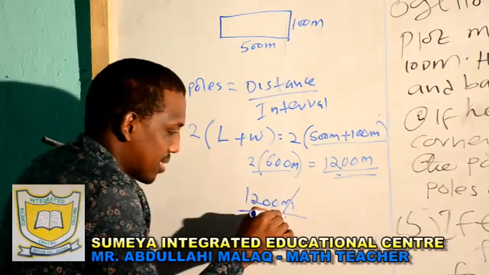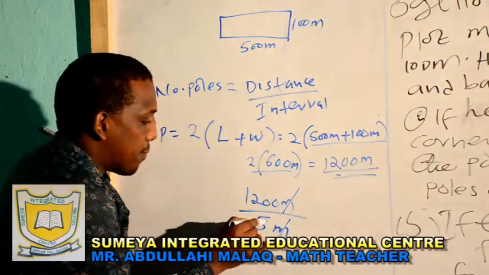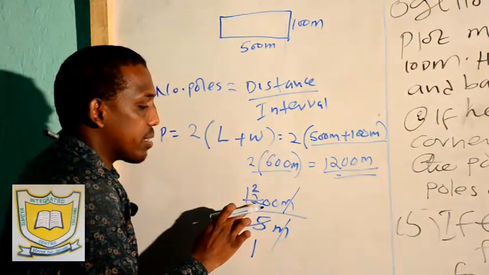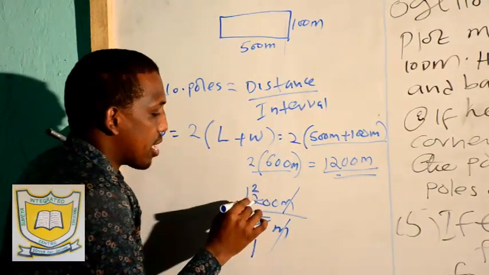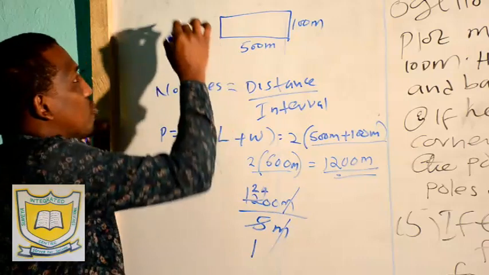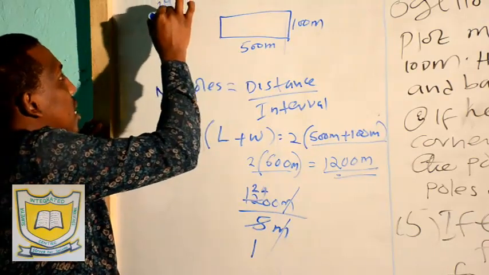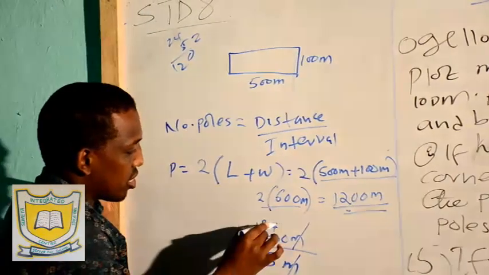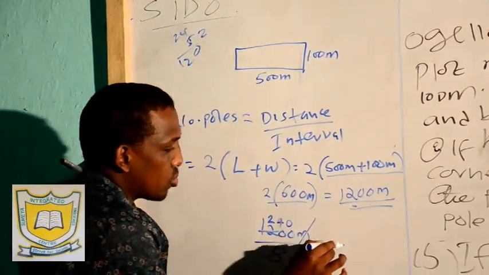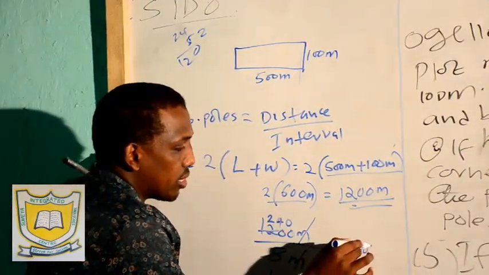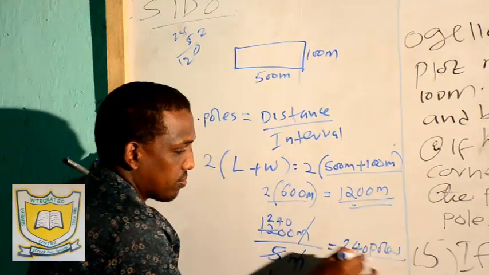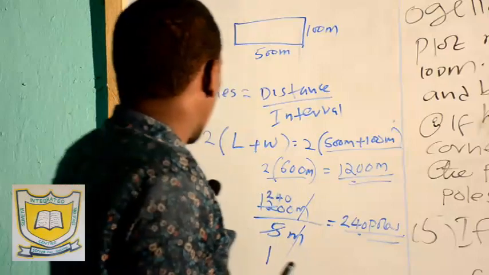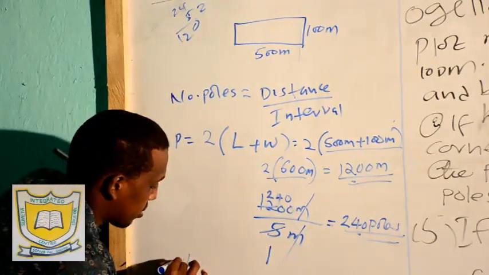So the meters go together. 1200 divided by 5: 5 into 12 is 2, and 5 into 20 is 4. So you get 240. Checking, 240 times 5 gives 1200. So here you get 240 poles. That's how we get question A. Let us go now to question B.